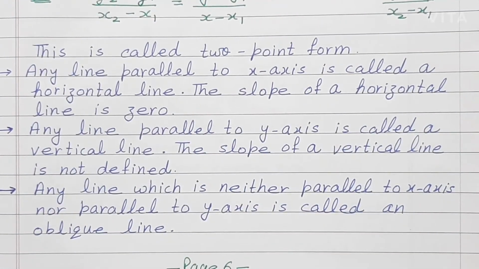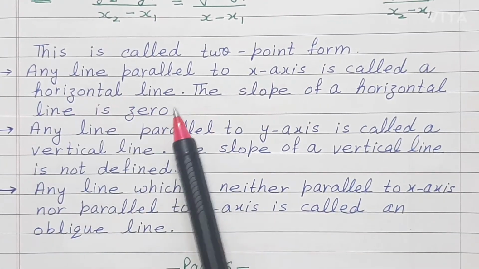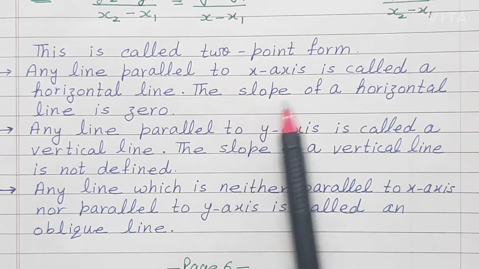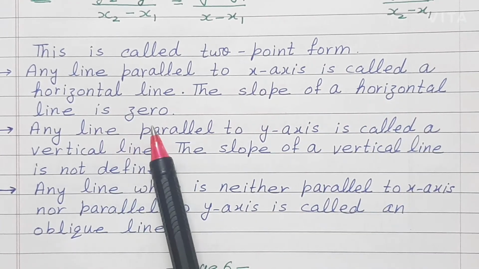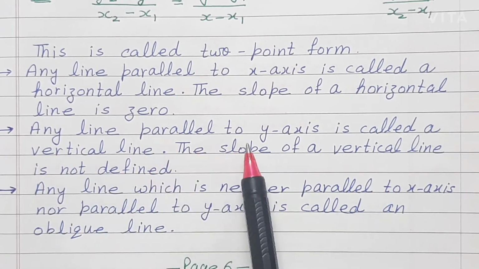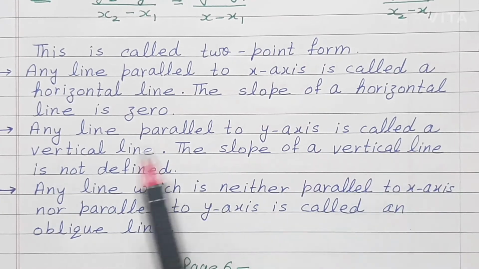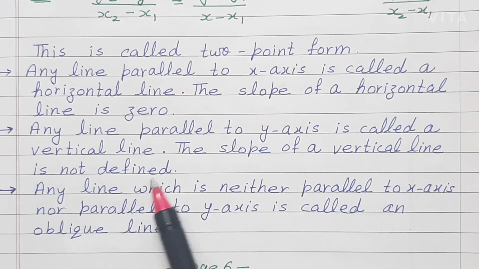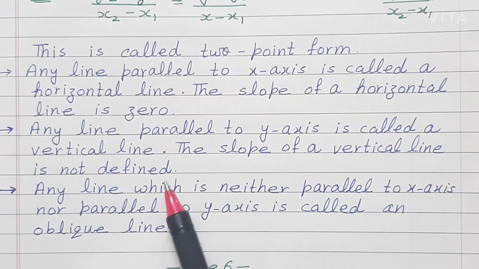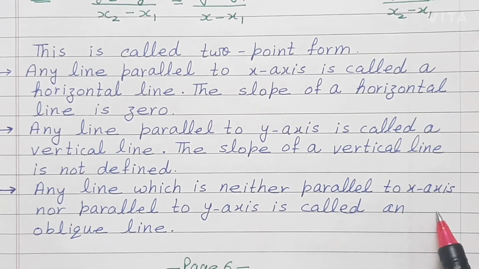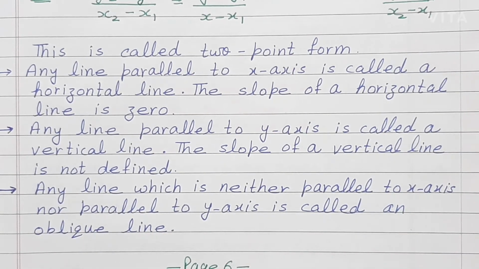Now let's revise one more thing. Any line parallel to the x-axis is called a horizontal line. The slope of a horizontal line is 0. Second, any line parallel to the y-axis is called a vertical line. The slope of a vertical line is not defined, that is infinity. Clear? Any line which is neither parallel to the x-axis nor parallel to the y-axis is called an oblique line. Clear?